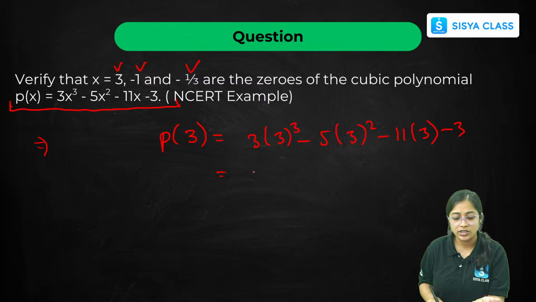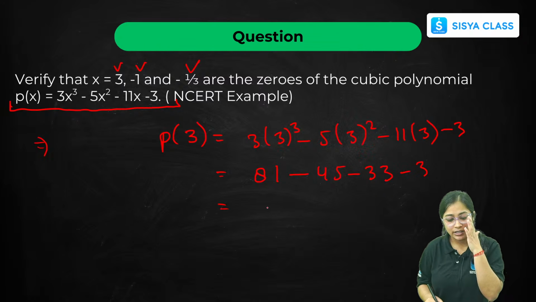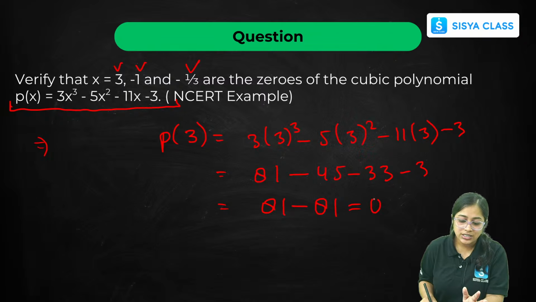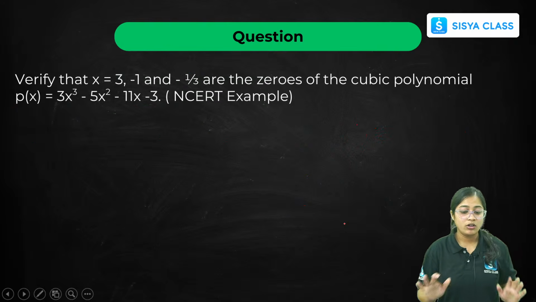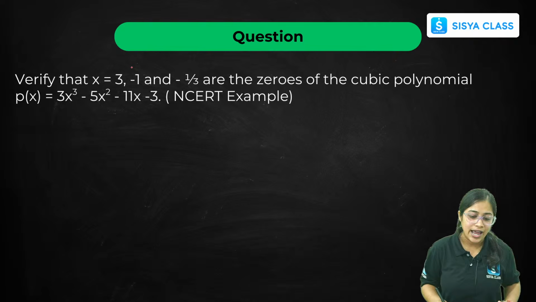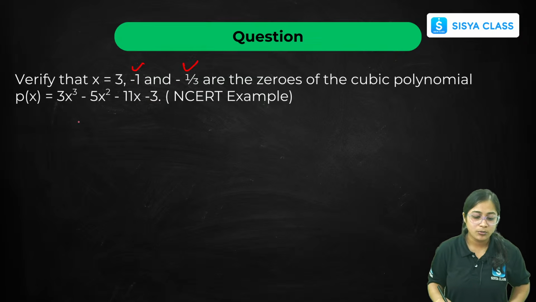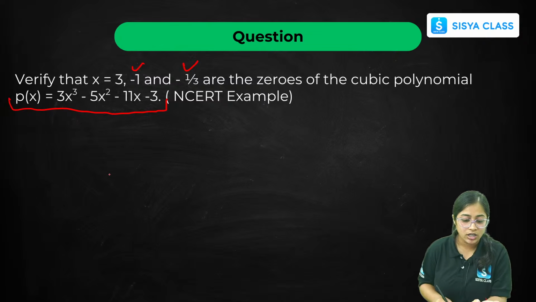After this, what will we get? It is 3 into 27, that is 81, and 9 into 5, that is 45, minus 33, minus 3. After adding 45, 33 and 3, you will get minus 81, right? So 81 minus 81 is 0, and this is a zero of this polynomial. Now I want all of you to try for minus 1 and minus 1 by 3, and check whether these are zeros of this polynomial or not. Try this and write whether you are getting these as zeros of your polynomial or not.